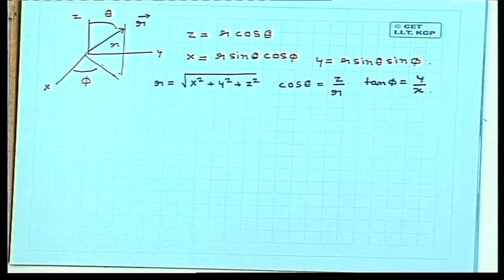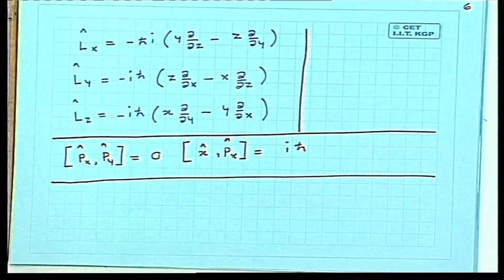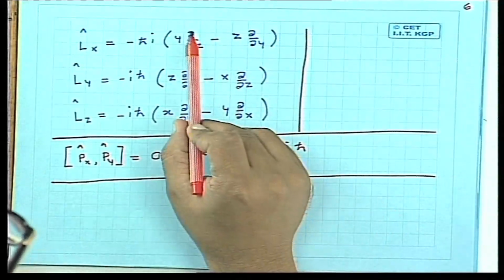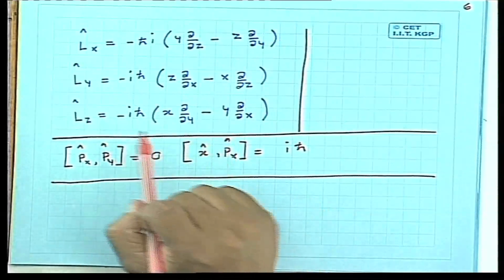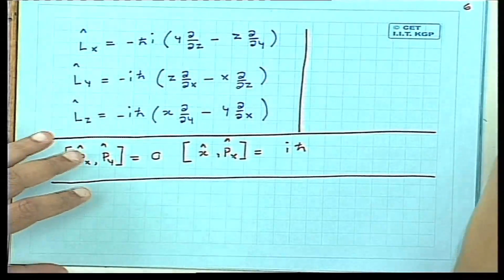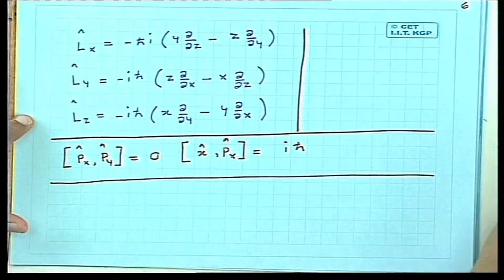Now we want to represent the angular momentum operators in terms of these coordinates. So the angular momentum operators, let me first show you the angular momentum operators. So these were the angular momentum operators Lx, Ly, Lz. In addition to x, y and z, they also involve derivatives with respect to x, y and z, and these derivatives have to be converted into derivatives with respect to r, theta and phi. So let us first work that out. How are the derivatives with respect to x, y and z related to the derivatives in terms of r, theta and phi?